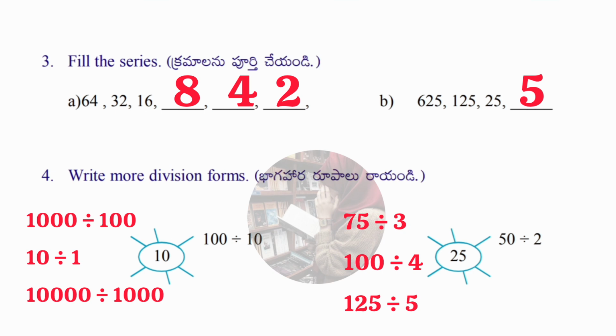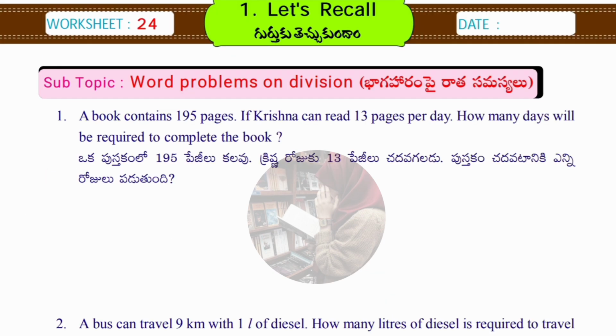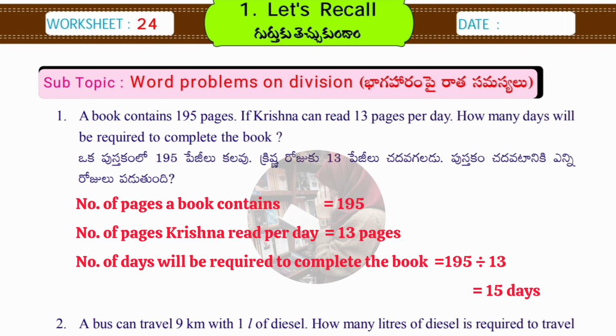Okay, let's see the fourth Roman, which is write more division forms. Here 10 is given. So this 10 can be written as 100 divided by 10. Next 1000 divided by 100, next 10 divided by 1, then 10,000 divided by 1000, like that. Do the same for the next number, which is 25. Here also 25 can be written as 50 divided by 2, 75 divided by 3, 100 divided by 4, 125 divided by 5. Okay, let's see the next worksheet, that is worksheet number 24.